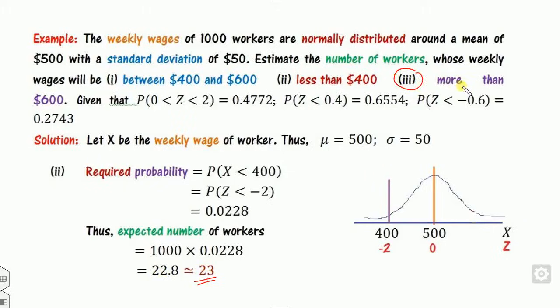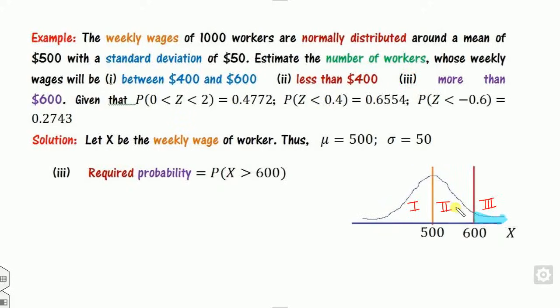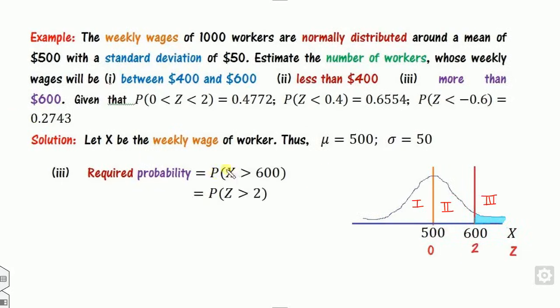Okay, the third part is more than 600. So you have to find this, more than 600. Calculate Z. X minus 500 again divided by 50 is my Z. So this is my 2. So you can write it as here. Now you want to find the third area. So what is given to you? 0 to 2.